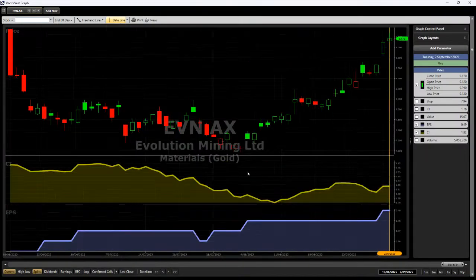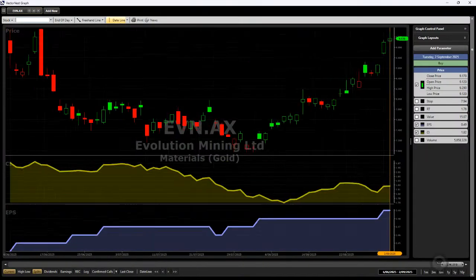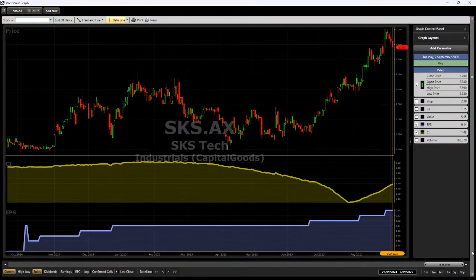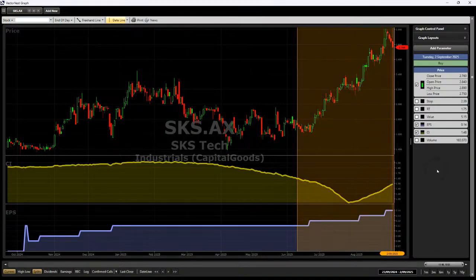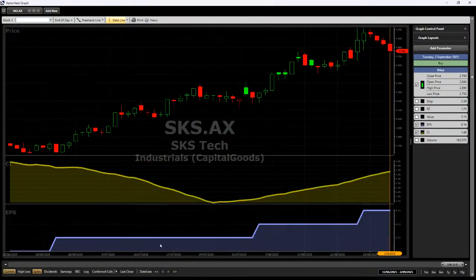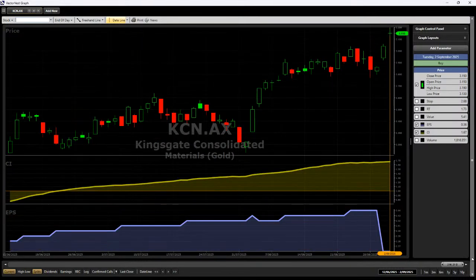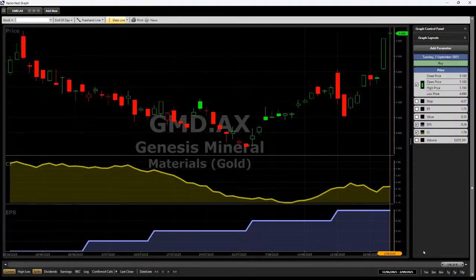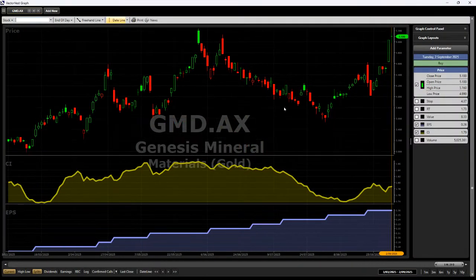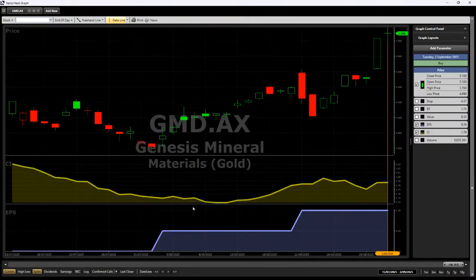All right, so if I look here, it's sliding a little bit on the CI. I'll see if I can get one that jumps out. Ooh, this one's interesting. SKS Tech, look at that. CI kicking off again. Earnings staircasing. Looks a pretty good one. All right, so we might be getting close towards the end of this amazing rally that we've had for a while, but it'll load up for the next opportunity again. But here we go. Earnings coming up. CI starting to move back up again.